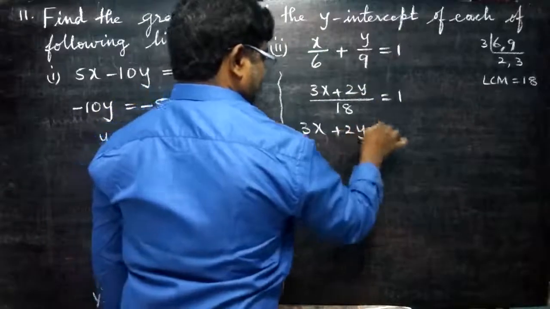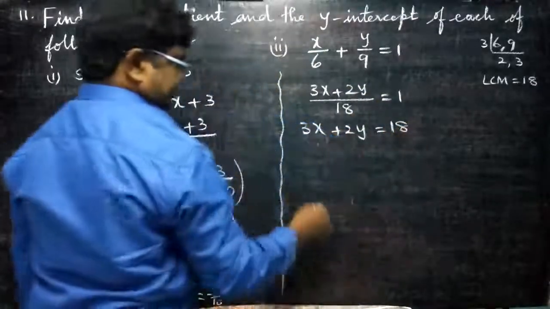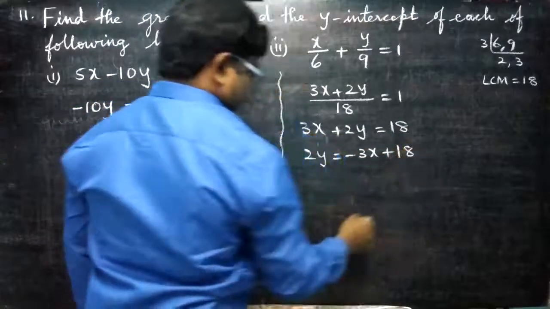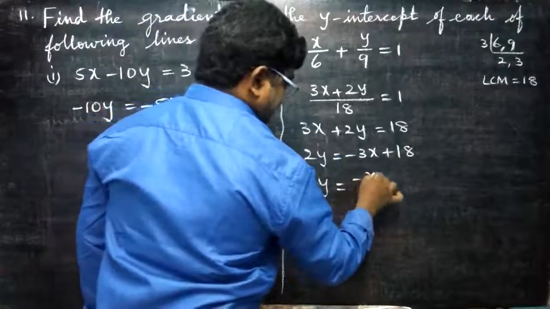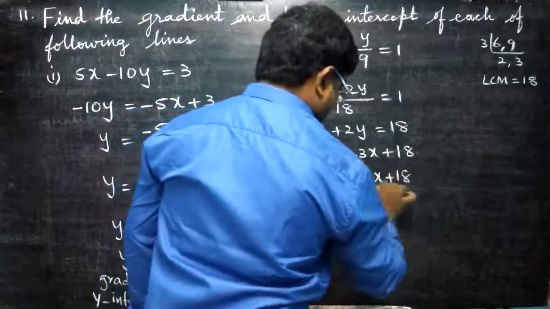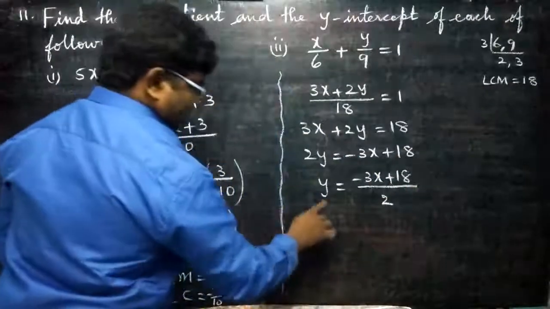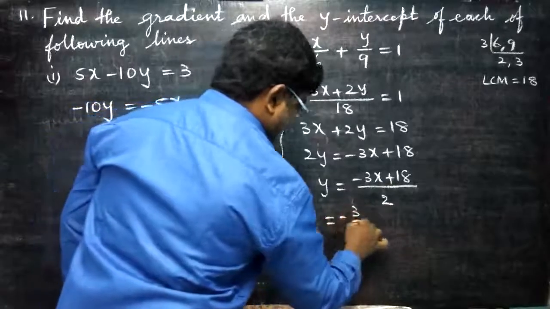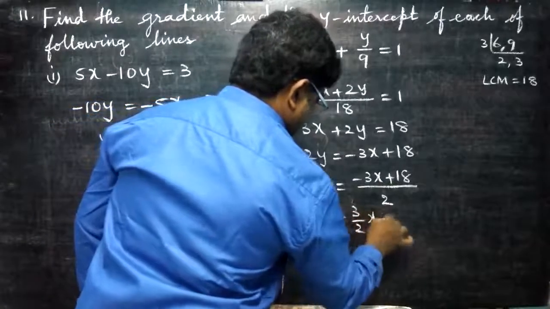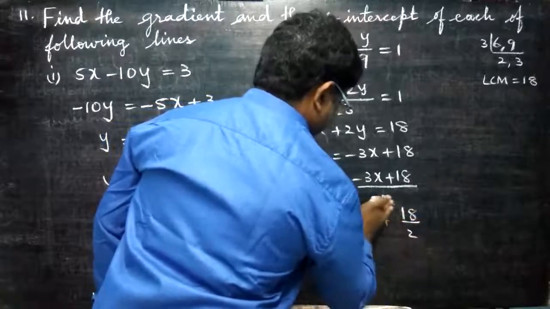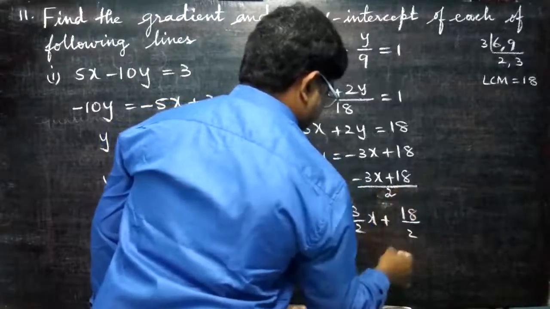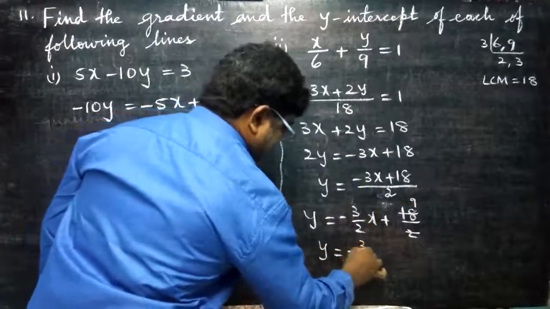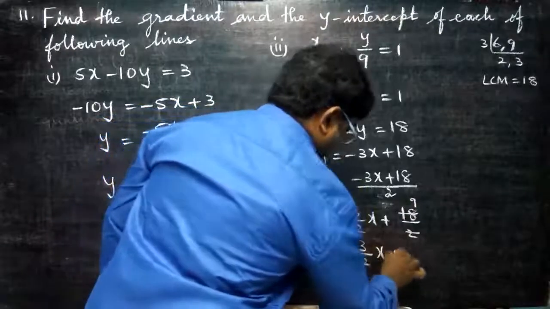3x plus 2y, cross multiplication, 18 ones are 18. Now 2y I am keeping here: minus 3x plus 18. Now y is equal to (-3x plus 18) by 2. We want only y because y is equal to mx plus c. So y is equal to -3 by 2 x plus 18 by 2. Write separately. 2 goes into 18 nine times. y is equal to -3 by 2 x plus 9.